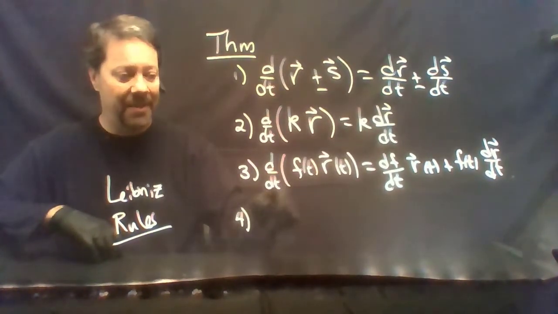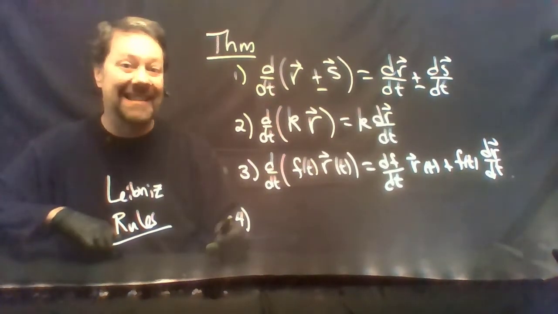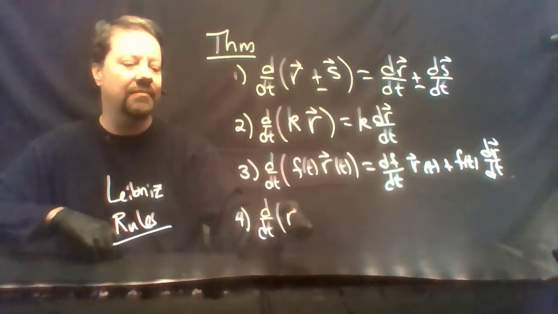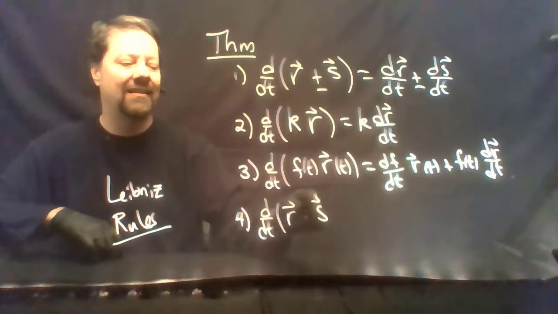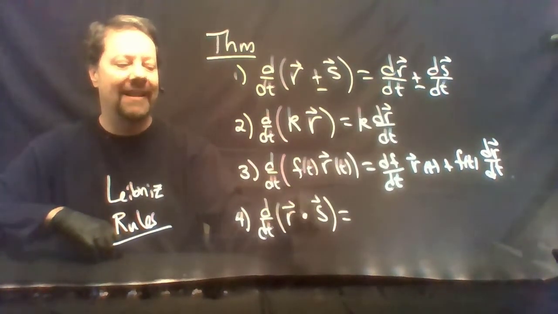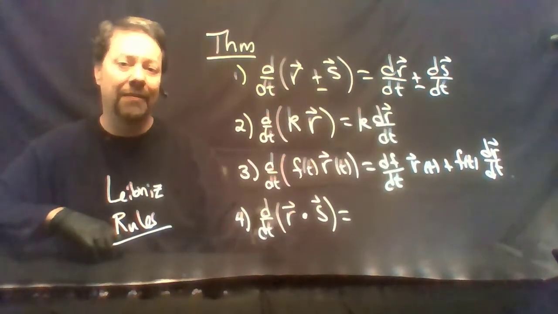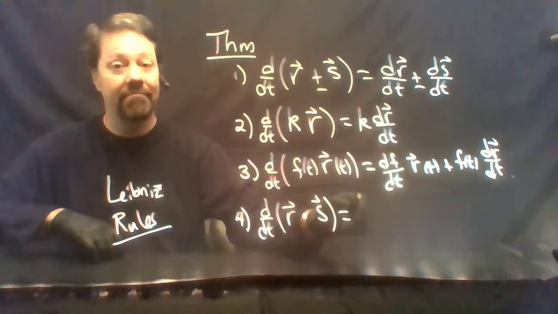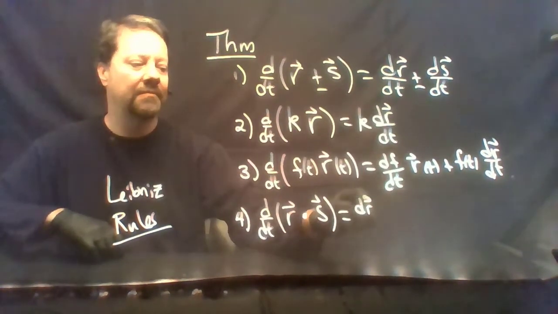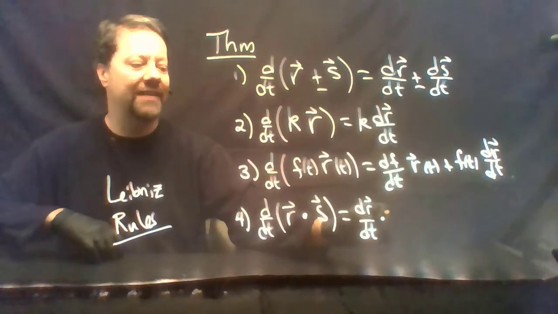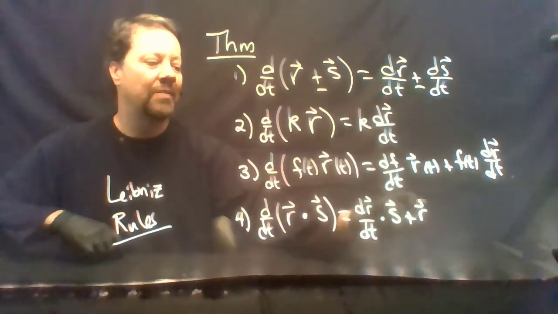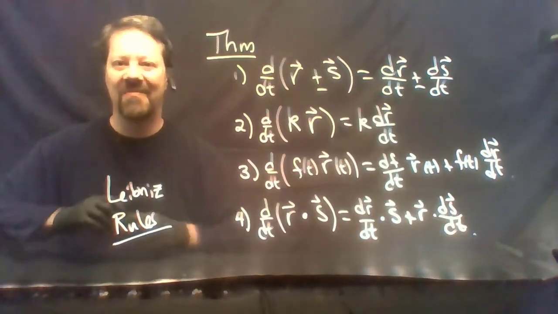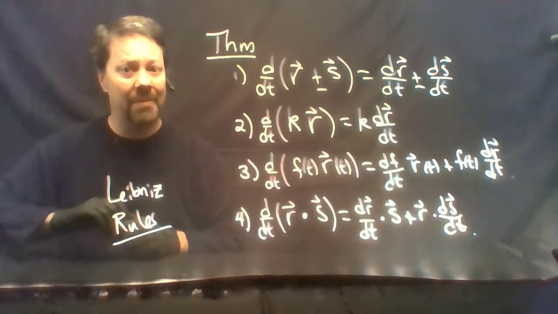We have another operation that's like a multiplication called the dot product. What if I'm taking the derivative of r dot s, the Euclidean dot product of two vector-valued functions? Do you still get a Leibniz rule there? And the answer is yes, or else I wouldn't have brought it up. It's dr/dt dot s plus r dot ds/dt. We do have a couple other operations to think about.